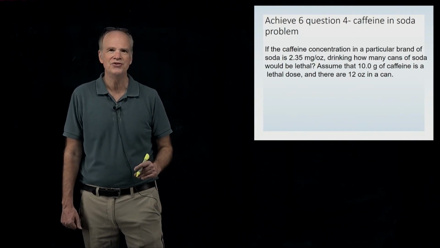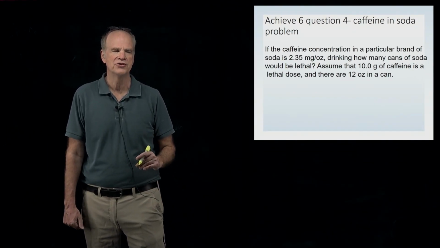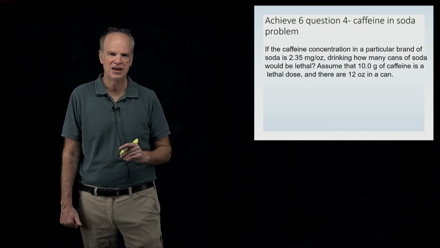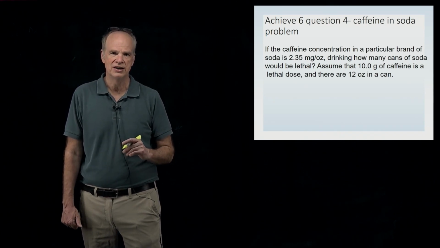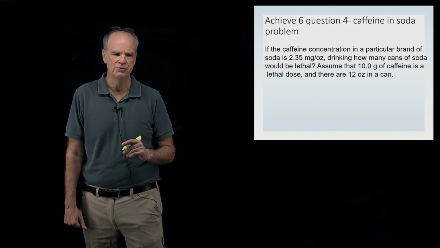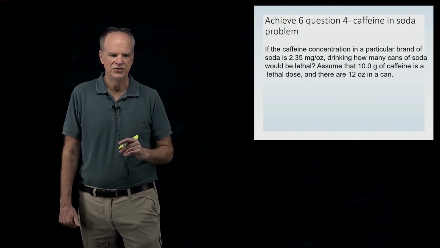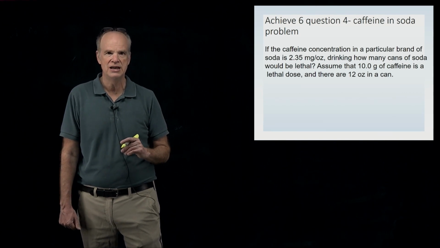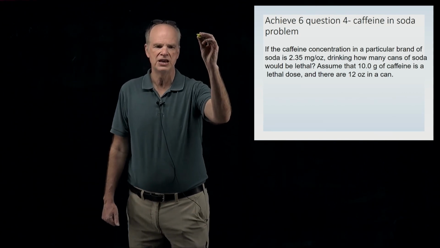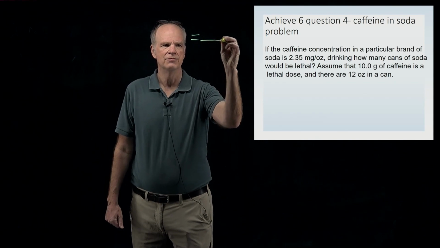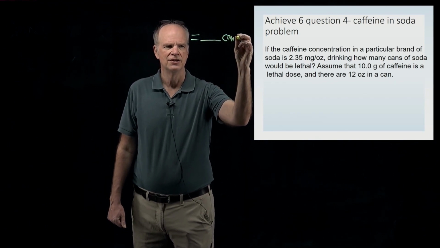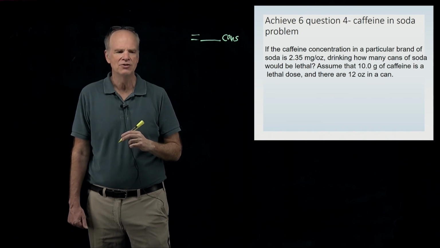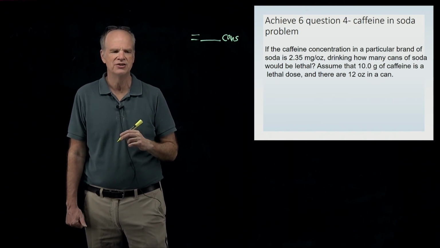So this is not a bad problem to solve. And so I guess the way I might go about this is to first ask myself, what are we trying to find in this problem? If you read the problem carefully, it says, how many cans of soda will be lethal? So in the end, we're trying to figure out the number of cans that you would need to drink that would kill you. Okay, now let's look at some of the additional information that we have in the problem.